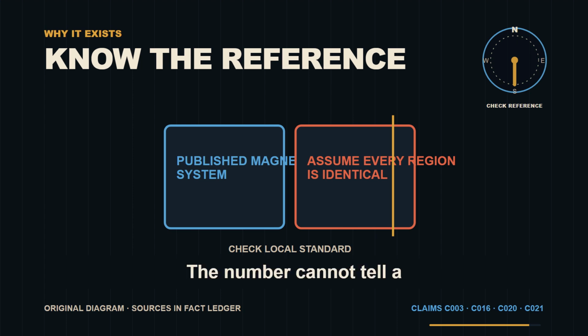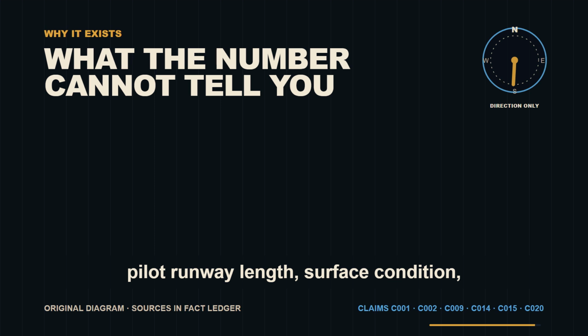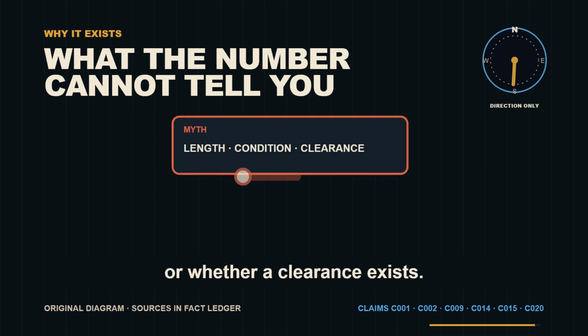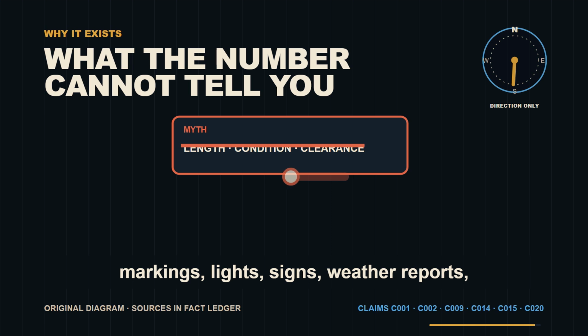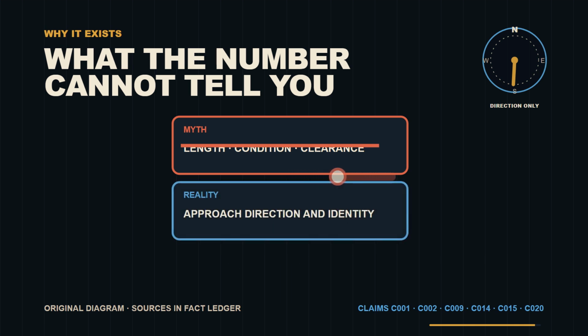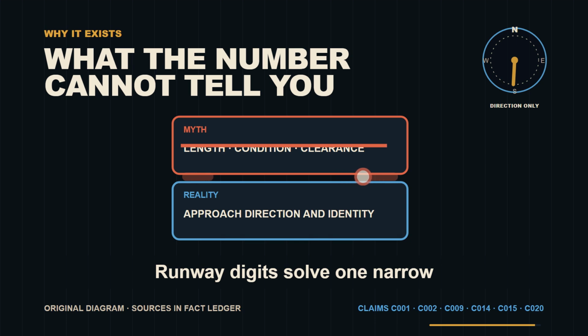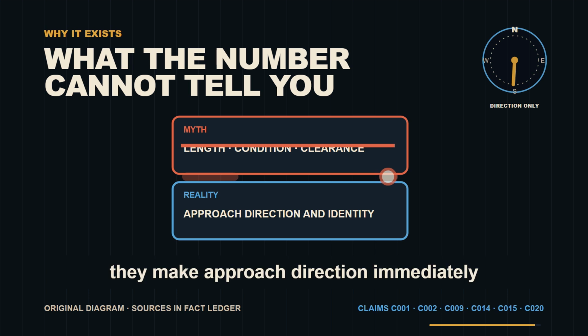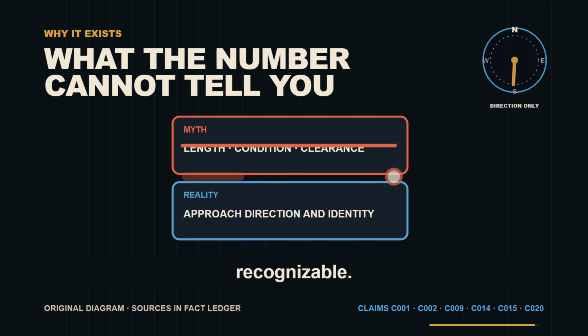The number cannot tell a pilot runway length, surface condition, available landing distance, or whether a clearance exists. Those facts come from charts, markings, lights, signs, weather reports, and air traffic control. Runway digits solve one narrow problem extremely well. They make approach direction immediately recognizable.